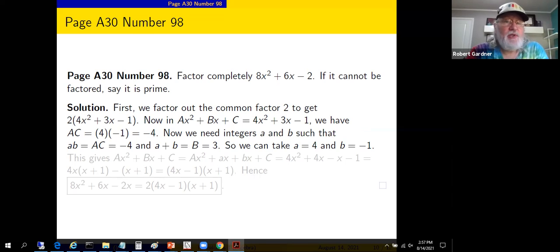We were just told, look at the product A times C. This times that, 4 times -1. So we'll take capital A times capital C. 4 times -1 is -4. So we're looking for integers, lowercase a and lowercase b, such that the product of the lowercase letters equals this thing, which is -4, and the sum of the lowercase letters equals capital B, which is 3. So now we focus our attention simply on this little problem here. Find integers a and b that satisfy these two conditions.